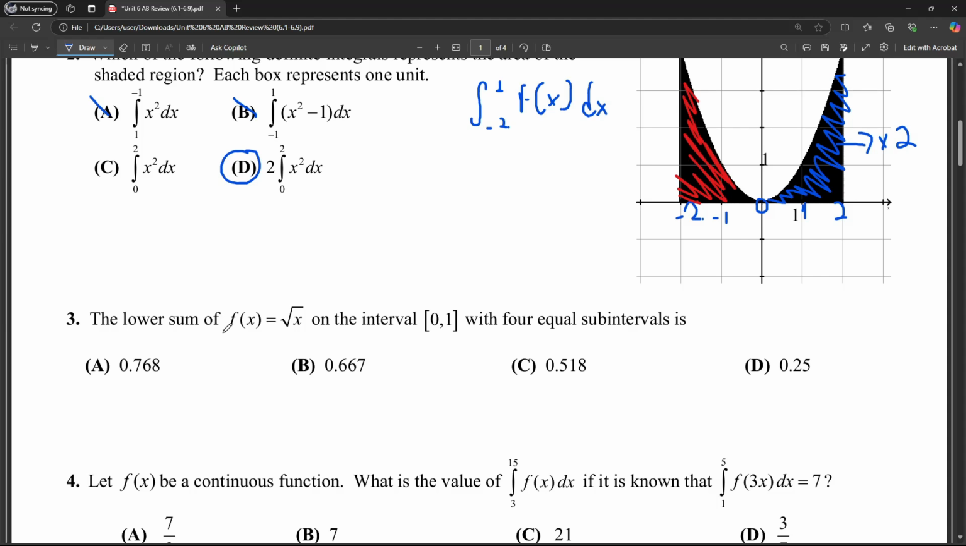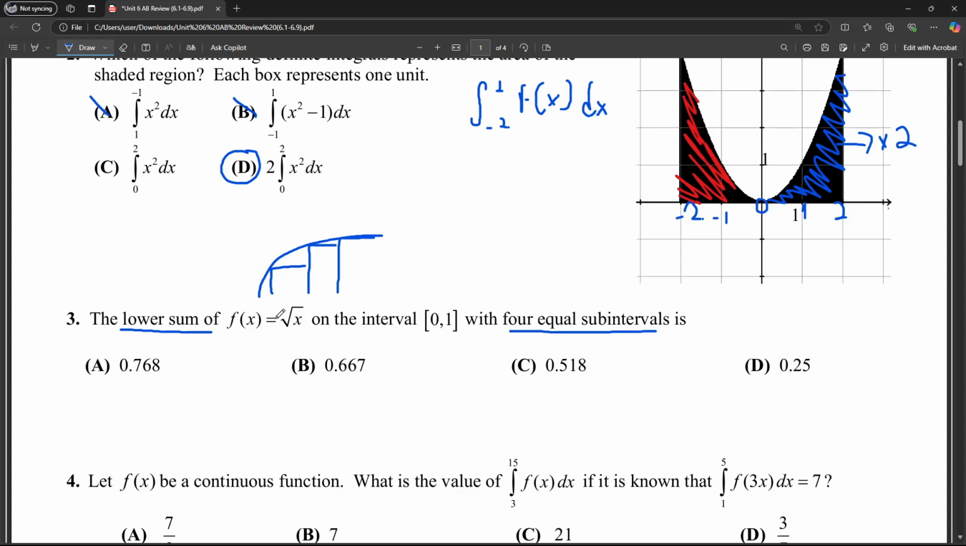Number 3, the lower sum of f of x equals square root x on the interval 0 to 1 with 4 equal subintervals is what? So first, it says lower sum. In order to find out which Riemann sum, we can just imagine what the graph looks like. It probably looks something like that. And I know it should be the left Riemann sum, because lower sum just means underestimate. Right Riemann is going to be overestimate.